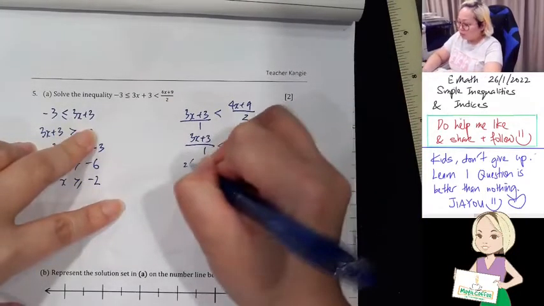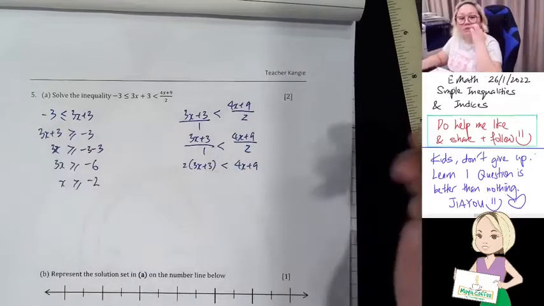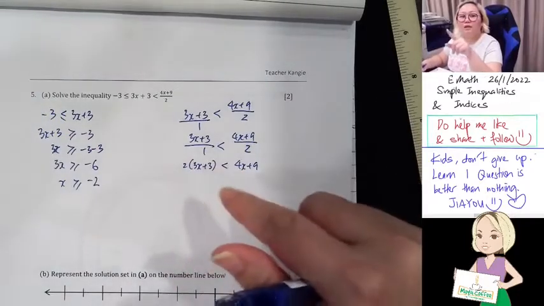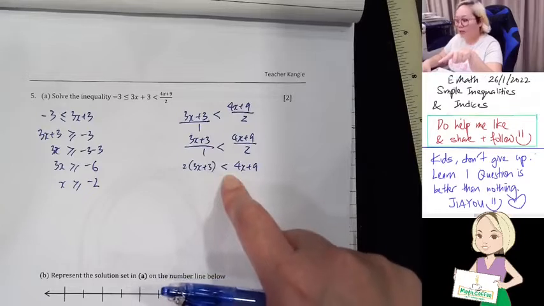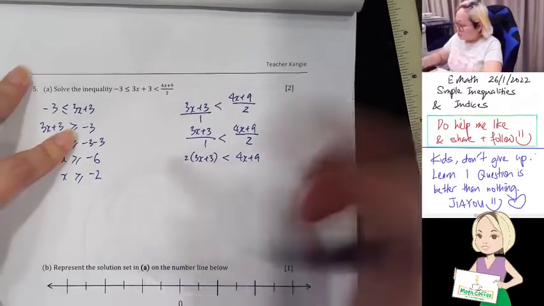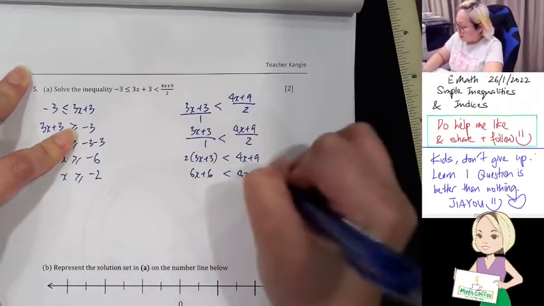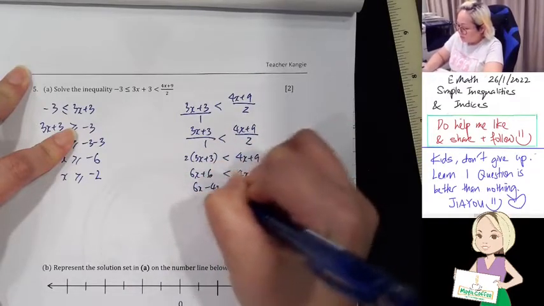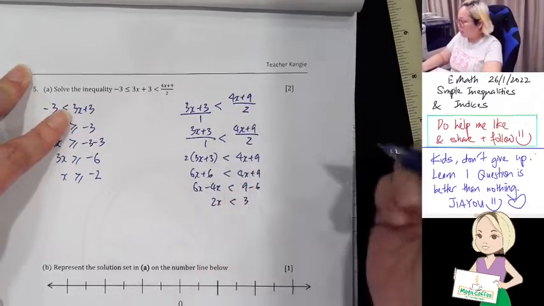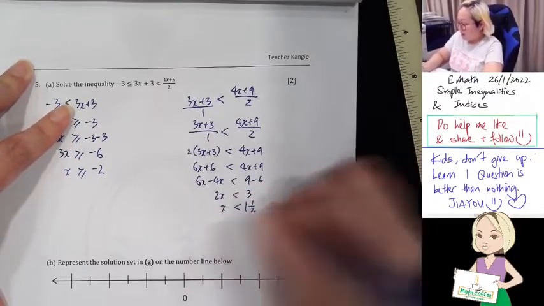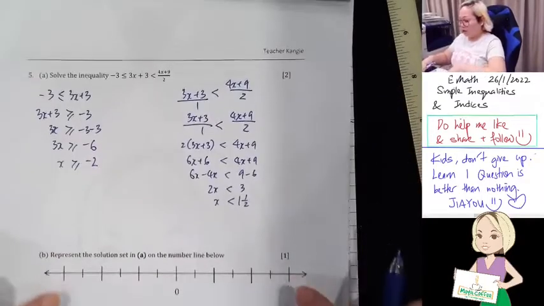So that means it will be 2 times (3x plus 3) less than 4x plus 9. By making sure that the numerator left-hand side is on the left, then the sign will remain the same. Okay. So then after that, just rainbow. So you get 6x plus 6 less than 4x plus 9. So 6x minus 4x and 9 minus 6. So I have 2x less than 3. X will be less than 1.5. So again, they want you to represent the solution on this number line.